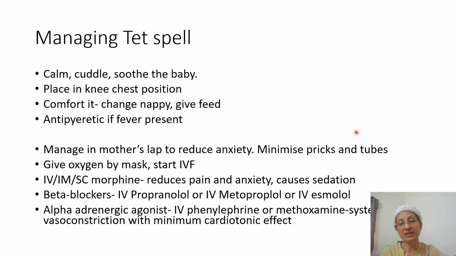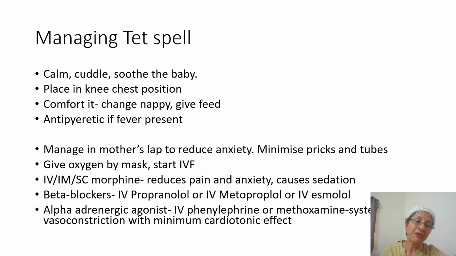As far as possible, reduce the number of pricks and number of tubes that you're going to insert for the baby, because this will again lead to pain. And as you know, in the previous slide, we saw how pain will contribute to increase in the sympathetic activity. So oxygen is to be given by mask. Start IV fluids. Okay. And now coming to the medications.